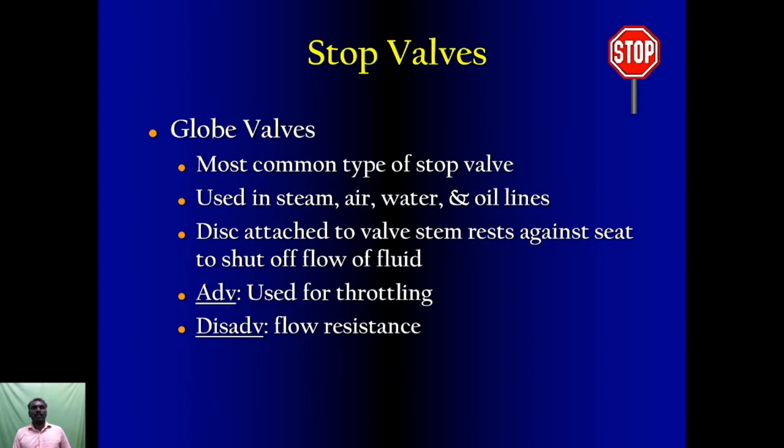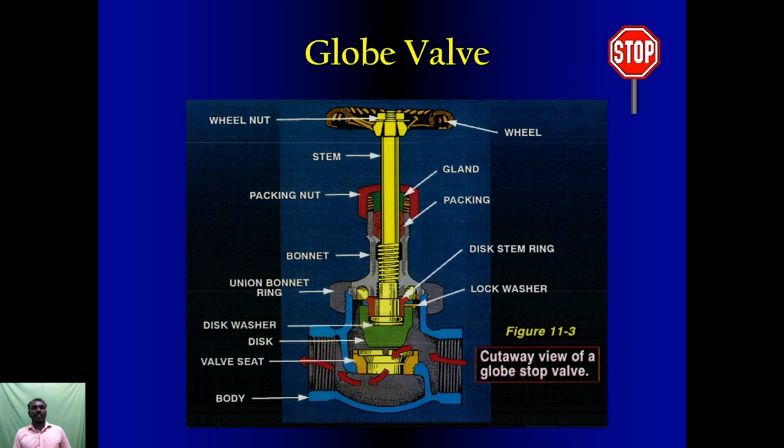First one, we are going to see the stop valves. Globe valves. Most common type of stop valve is the globe valve, used in steam, air, water and oil lines. Disc attached to the valve stem rests against seat to shut off fluid flow. Advantage: used for throttling, and disadvantage is flow resistance.